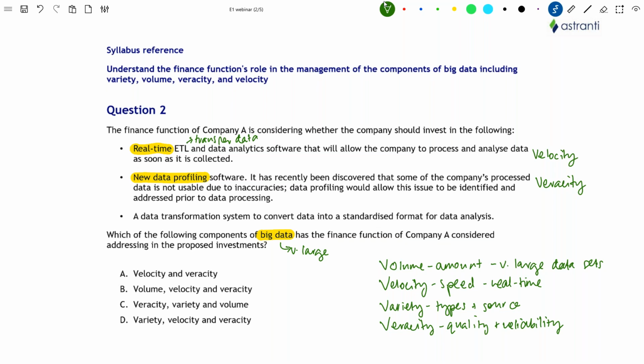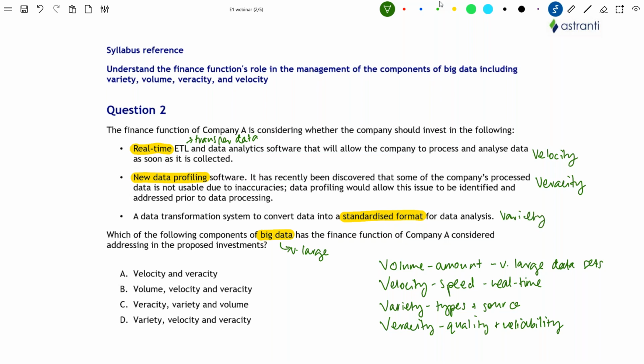Okay, and our final scenario is a data transformation system to convert data into a standardized format for data analysis. Hopefully this key term here, standardized format, should jump out at you and give you some clues. That is, of course, related to the variety of big data. The fact that big data sets are made up of a range of data types, and so the format needs to be standardized in order to allow it to be analyzed. And that is exactly what a data transformation system does. It converts it into a standardized format. So this is variety.